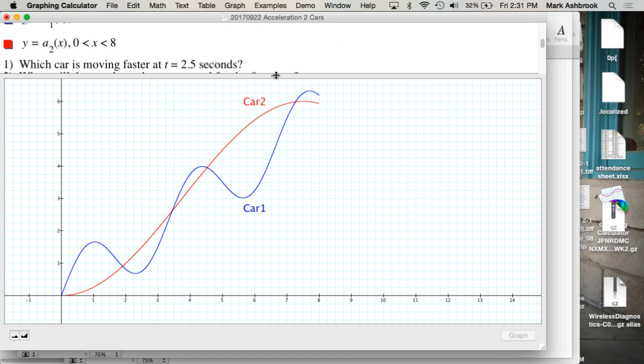We were working on accumulating changes in speed to track the velocity of car 2 over those first 2 seconds. So now at 2.5 seconds, which car is moving faster? Can you see red and blue? Does it come up, the difference between red and blue? I took the graph off of that.